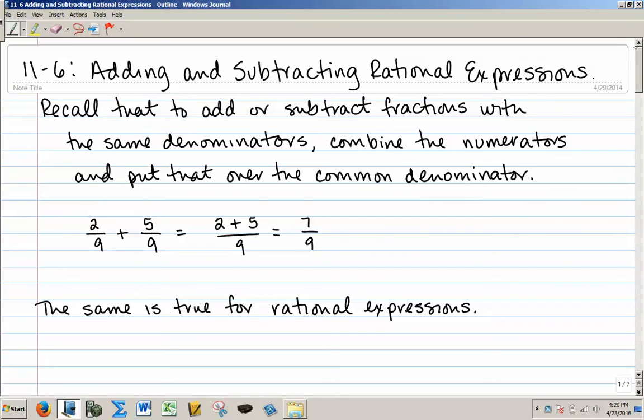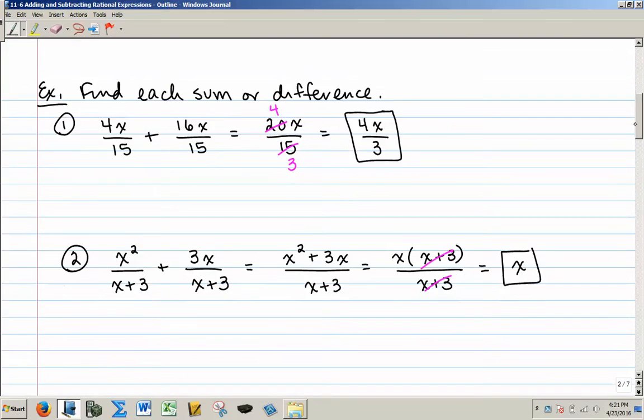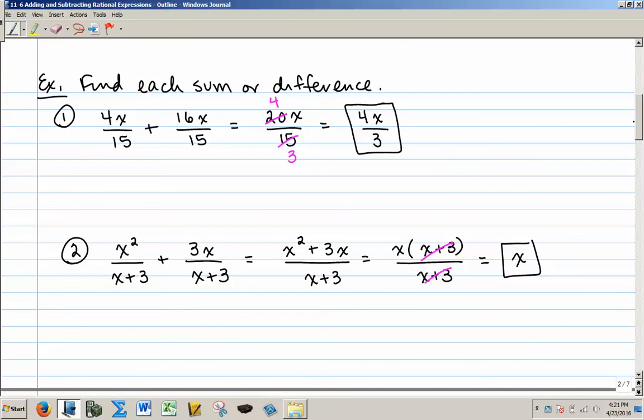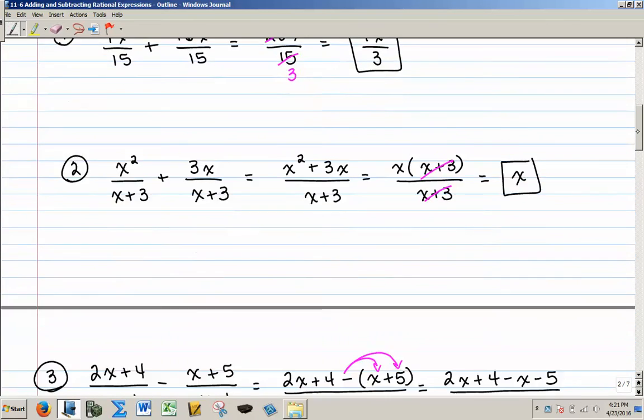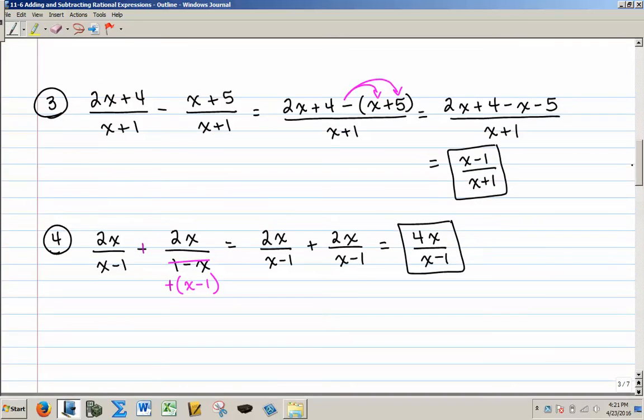So to summarize, adding and subtracting rational expressions is a little more complicated than multiplying and dividing. We're going to follow the same rules that we follow for adding and subtracting fractions. So if you have a common denominator, it's real easy. Add your numerators and simplify if necessary. And don't forget the trick about subtracting. If you have to subtract, make sure you're subtracting your entire second denominator or numerator.